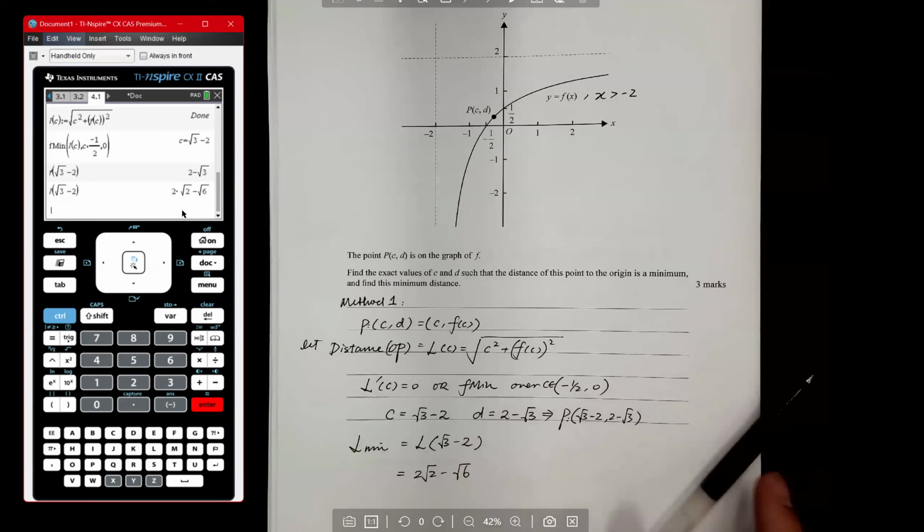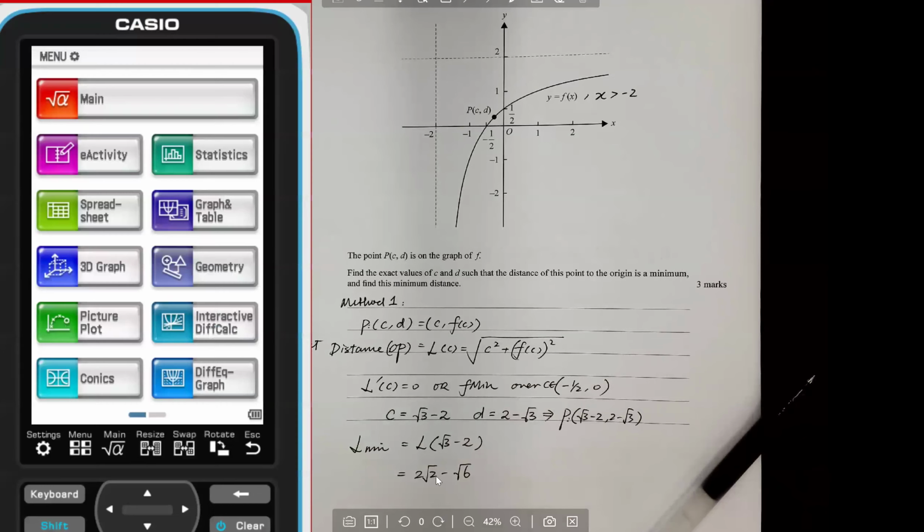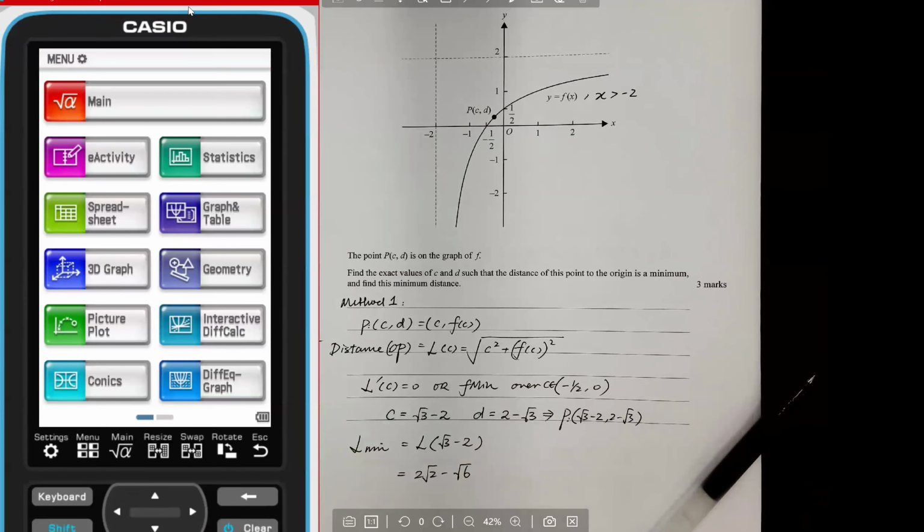Another thing I want to mention here, I primarily use TI-Nspire, but occasionally I use ClassPad. If you are using ClassPad to tackle this problem, what you might end up with, let me just show you. You will get an equivalent answer to this one, okay?